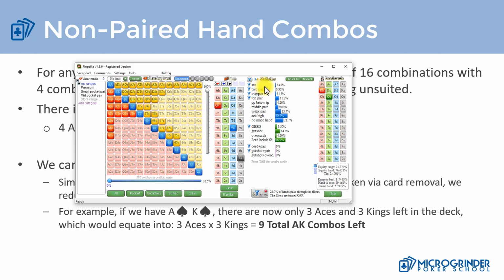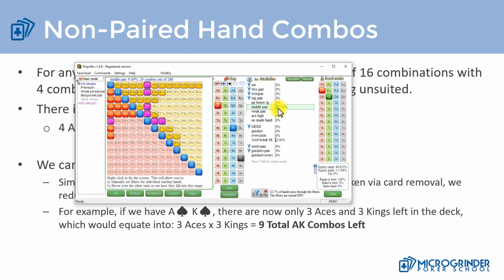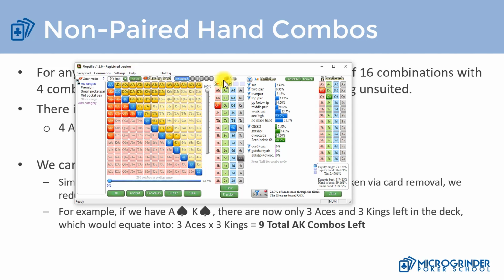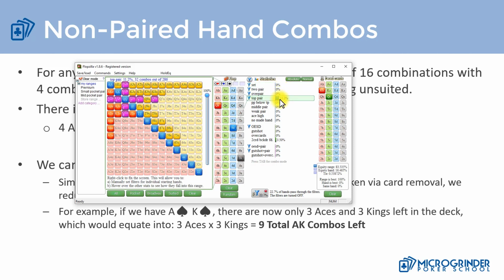it breaks down statistically the percentage of our opponent having specific made hands. As I hover over these, for example, sets, you'll notice above this range that it says it's 2.45% of the time, but it says out of all those combos, only 7 combos equal that. So it shows us combinatorically, not only percentage-wise, but how many combos our opponent can have.